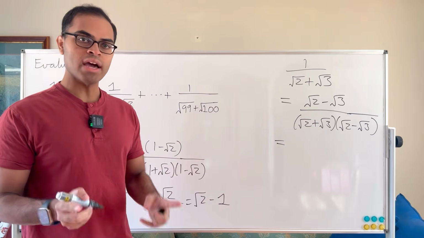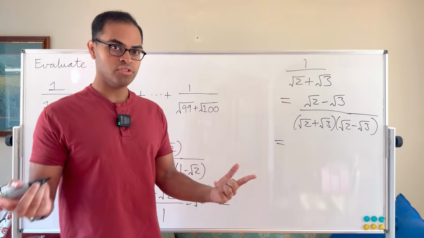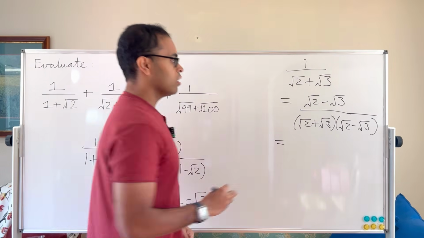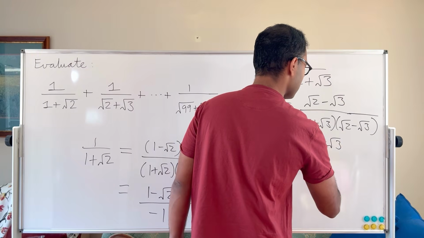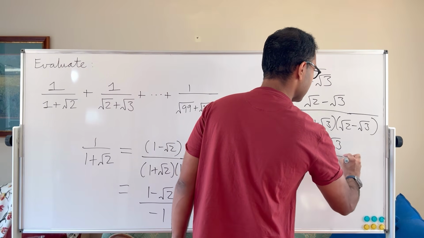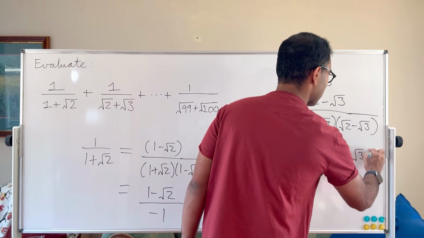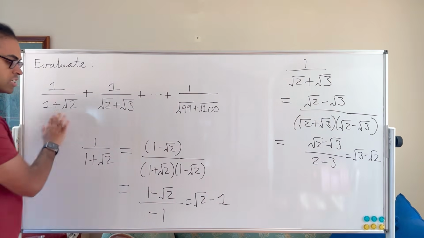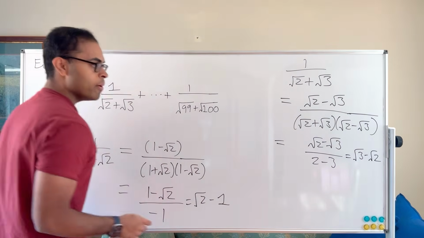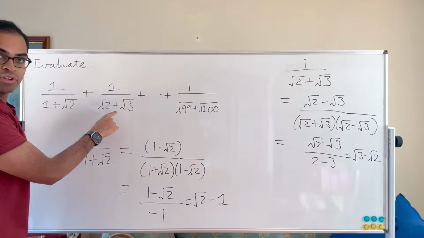We get root 2 squared, which is 2, root 3 squared, which is 3. So we get 2 minus 3 on the bottom. On top we get root 2 minus root 3, and then we get 2 minus 3 on the bottom, which is negative 1. So that just becomes root 3 minus root 2. Okay, so what we see here is that this fraction became root 2 minus root 1. This one became root 3 minus root 2.